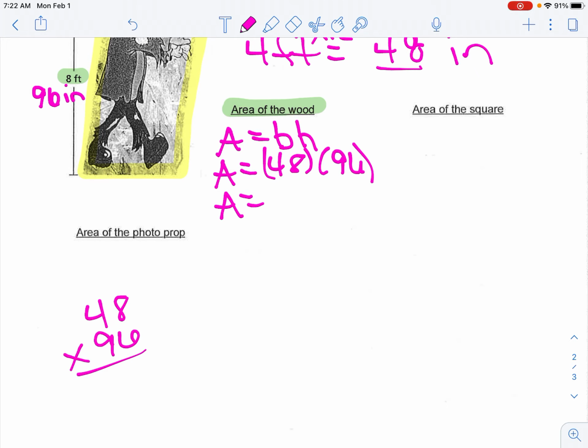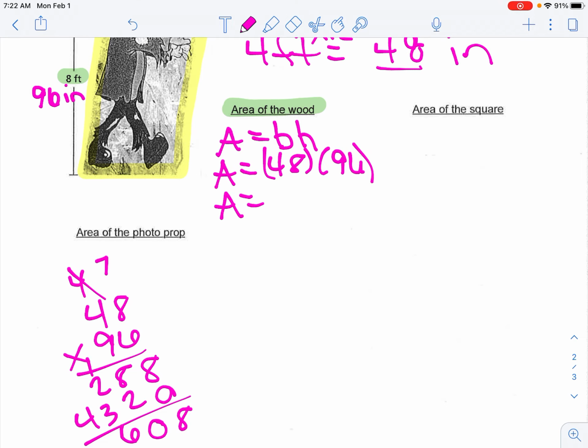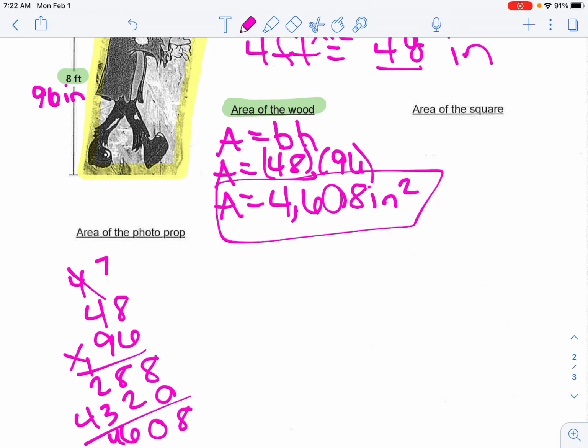48 times 96. So 6 times 8 is 48. 6 times 4 is 24, plus 4 is 28, 0 placeholder. 9 times 8 is 72. 9 times 4 is 36. 36 plus 7 is 43. So I've got 8, 0, 6, 4,608. 4,608 inches. Remember, we converted to inches. That is the area of the entire piece of wood.